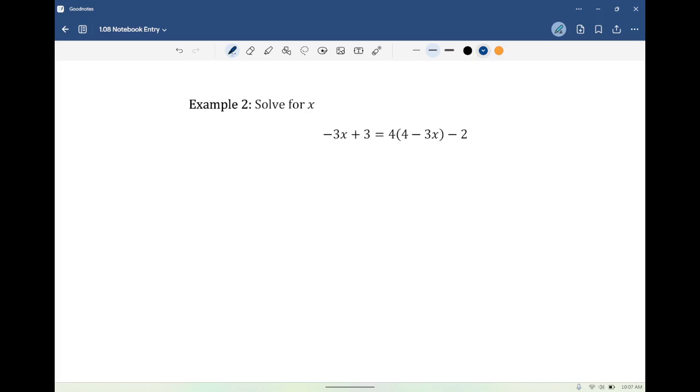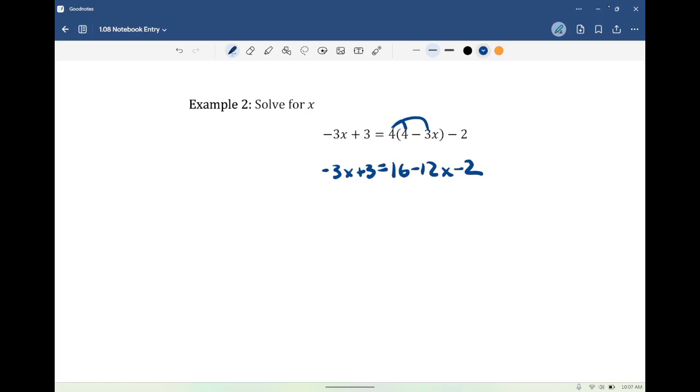Aiden, distribute. As soon as I see that that 4 is next to those parentheses, my brain is going distribute, distribute, distribute, distribute. On the left, I haven't done anything. Stays as is. Stays as is. Negative 3x plus 3 is equal to now 16 minus 12x minus 2.